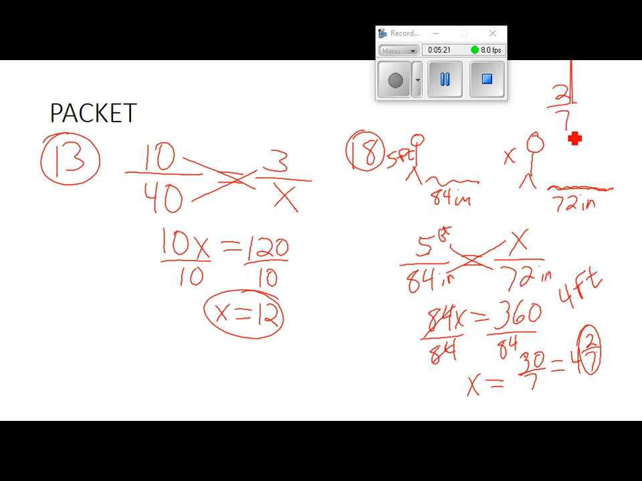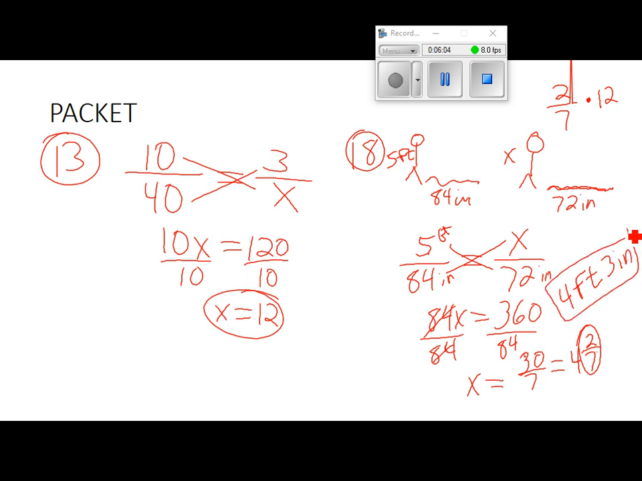How do you change from feet to inches? Times by 12. How do you change from inches to feet? Divide by 12. So we want to change this. This is in feet. We want to change it to inches. So all we're going to do is take 2/7 times 12. Do that on your calculator. This time I actually want the decimal answer. 3.42. So that's telling us it's about how many inches? 3 inches. So this person is about 4 feet, 3 inches tall.